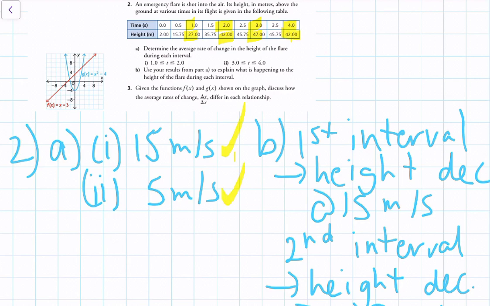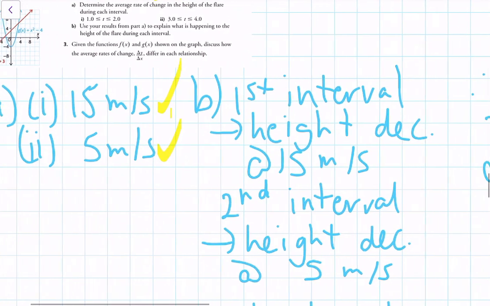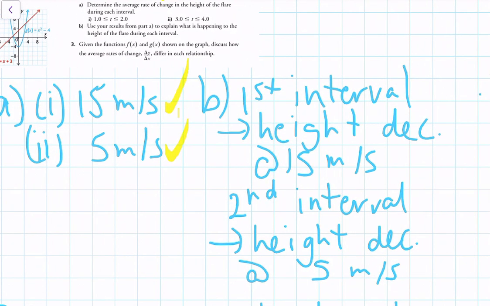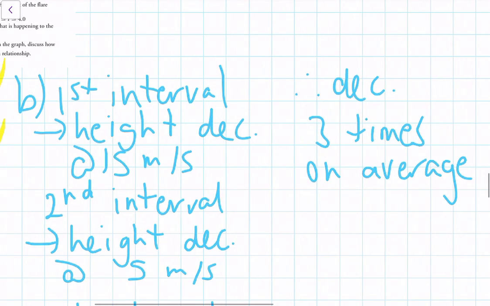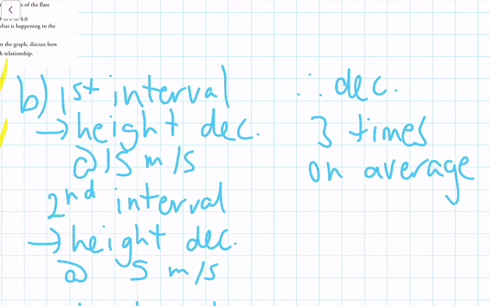And then for B, we're looking at what these results mean. We can see that in the first interval, the height is decreasing at a rate of 15 meters per second, and for the second interval, the height is decreasing at a rate of 5 meters per second. And that means that overall, this entire thing is decreasing 3 times on average.